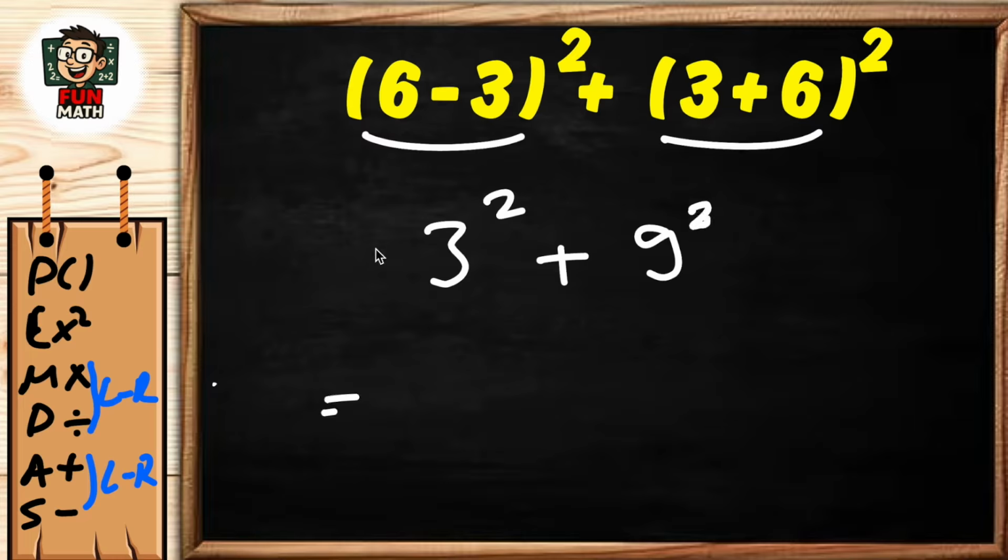Now, let's calculate the exponents. 3 to the second power is 3 times 3, plus 9 to the second power is 9 times 9.